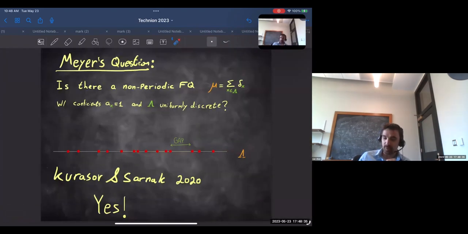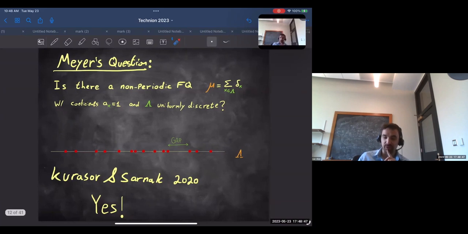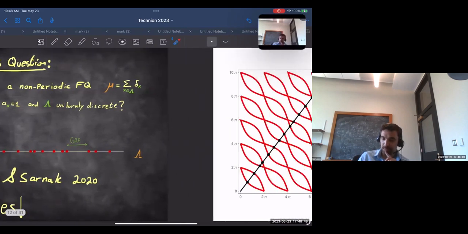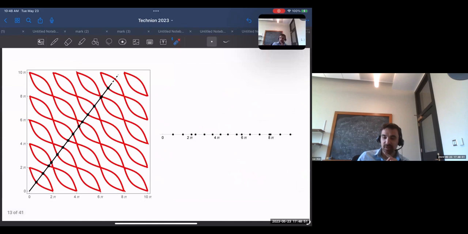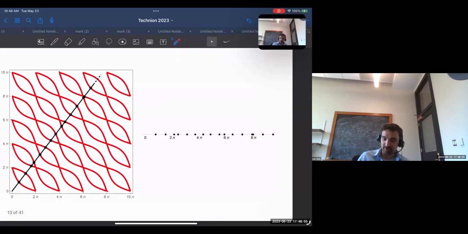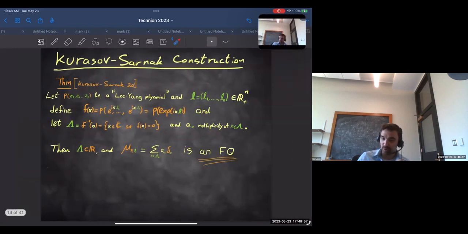And in 2020, Kurasov and Sarnak found that the answer is yes, and they actually constructed such a non-periodic Fourier quasicrystal. And the construction would look like that. So let me explain what it is that we are going to see. So the Kurasov-Sarnak construction in general says the following.